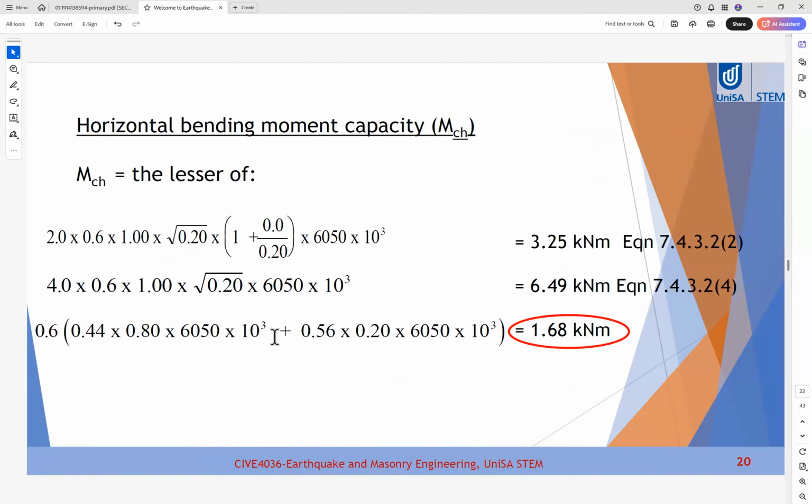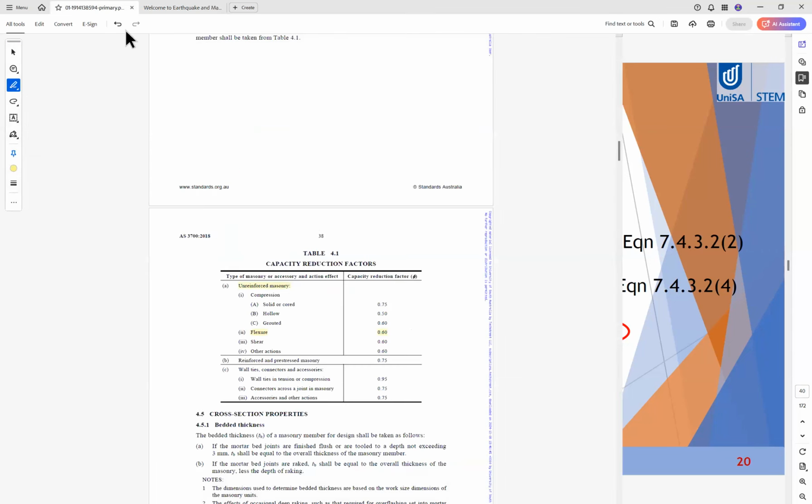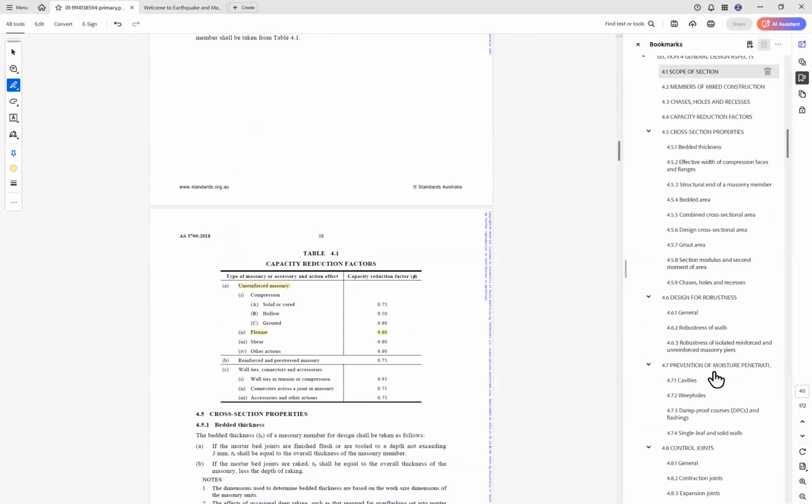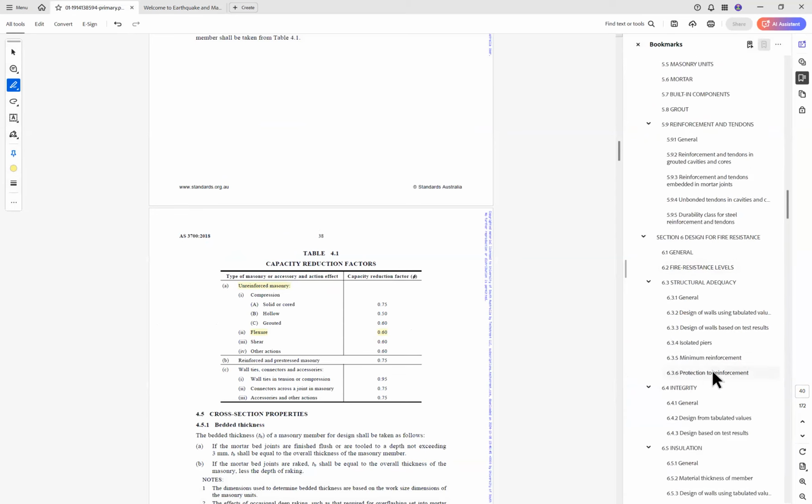So now, what is the maximum horizontal capacity of this wall? MCH will be the lesser of the three values given in the formulas of equation 7.4.3.2. So if we go to this page, this section number 7.